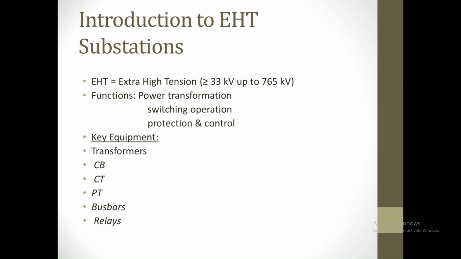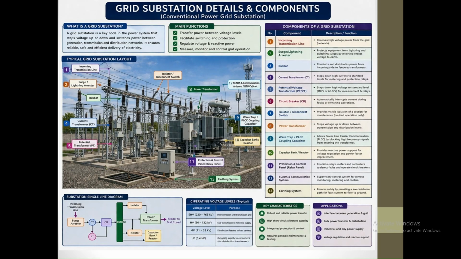So these are the equipment that are primarily there in a substation: the transformer, the circuit breaker, the CT, the PT, that is the current transformer and the potential transformer, bus bar, relays and so on. So these are the details of the components and the layout. You can see this is an AI generated image. The characteristics, the voltage levels, the purpose, application, the line diagram, everything has been mentioned here, and the function of individual equipment is also presented.